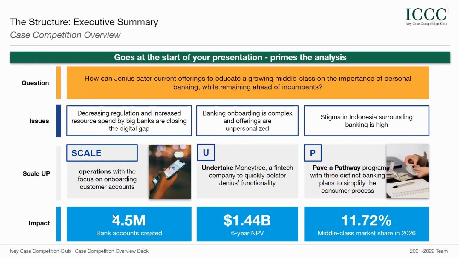So this is a very stock standard exec summary page that you would put again at the start of your presentation. You have the core key question that is asked of you for the case. You have your 3 core issues within the respective company. And then you have your recommendation. In this case, it's called Scale Up, which was just a catchy way to frame a recommendation. And then again, at the bottom, you have the impact. So we have bank accounts being created, we have money being generated, and we have market being captured. Does that make sense? It's just a really nice way to digest a lot of information into one page.